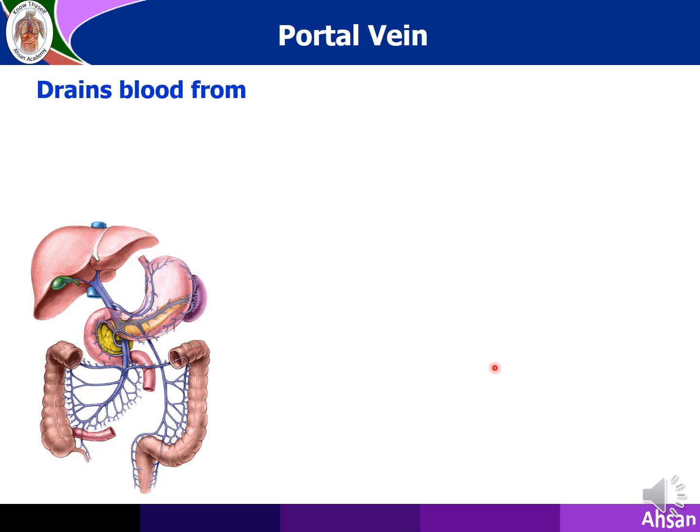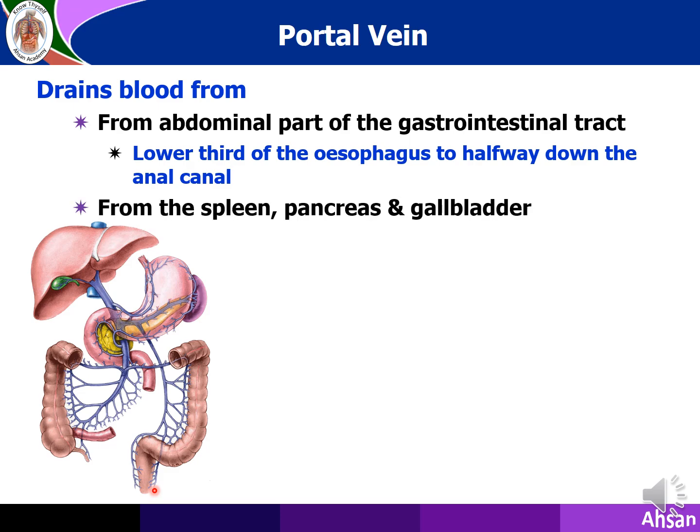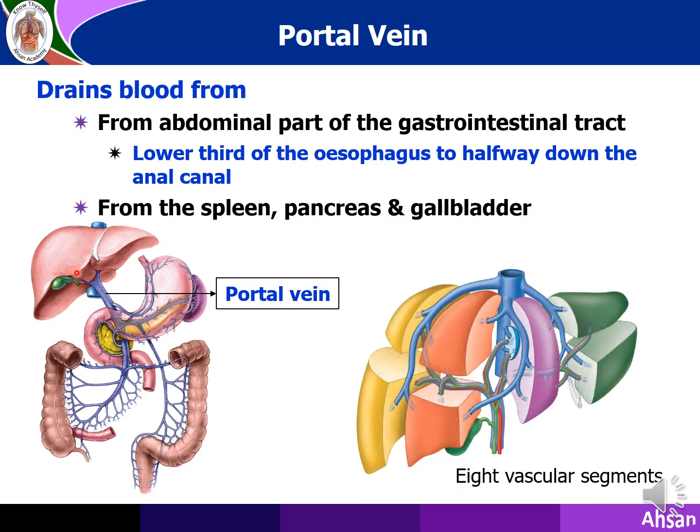So the portal vein drains blood from the abdominal part of the gastrointestinal tract, that is the distal part of the esophagus, stomach, and continues up to the rectum and anal canal. Also draining blood from the spleen, pancreas, and gallbladder. So all this blood is drained into the portal vein. This is the portal vein, and the portal vein carries blood to the liver.